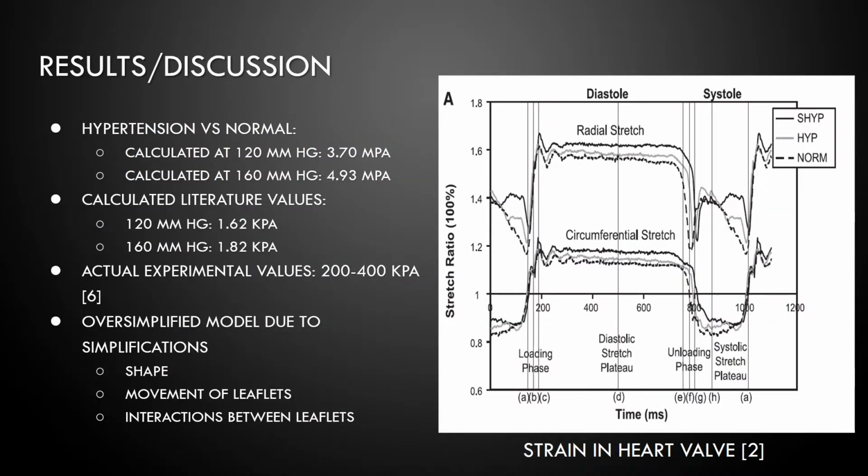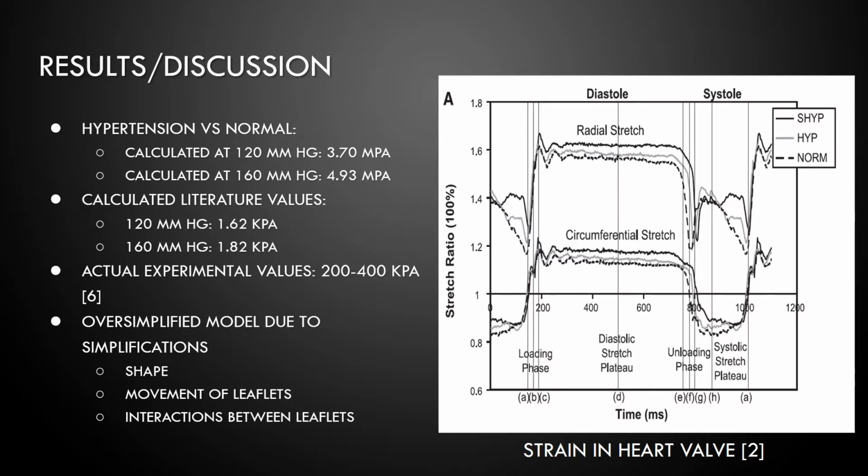So after using the equations from the last slide to calculate stresses at normal blood pressure, 120 millimeters of mercury of pressure, we found that it was 3.7 millipascals of radial stress, and then at 160 millimeters mercury pressure hypertension, we found that it's 4.93 megapascals stress. We're using our calculated literature values. We also found that it was 1.62 kilopascals and 1.82 kilopascals. So even though these are off by about 3 orders of magnitude, the stress still did increase in both cases.